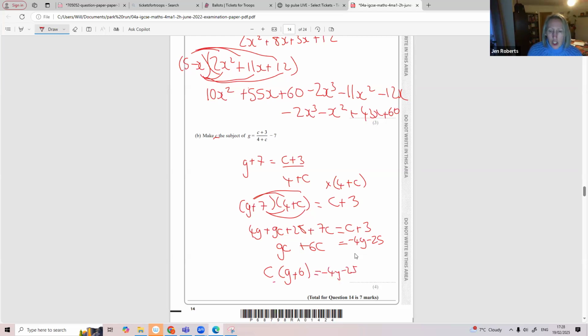Divide both sides by G plus 6. Sorry, that does not look like an equals here. But your final answer should be minus 4G. Sorry, my handwriting's awful here. Minus 4. Yeah, it is negative 4G. Negative 4G, take away 25, over G plus 6.